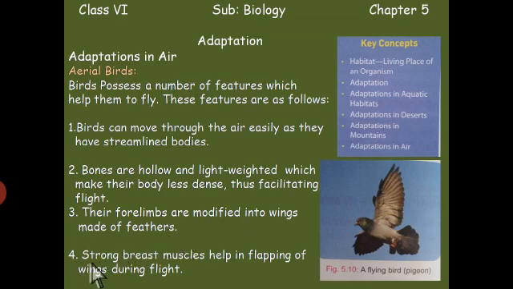The fourth adaptation is that strong breast muscles help in flapping of the wings during flight. Aerial birds have strong breast muscles. These strong breast muscles help the birds to move their wings very fast and strongly so that they can move and fly in the air. These were the adaptations in aerial birds which help the birds to move in the air.